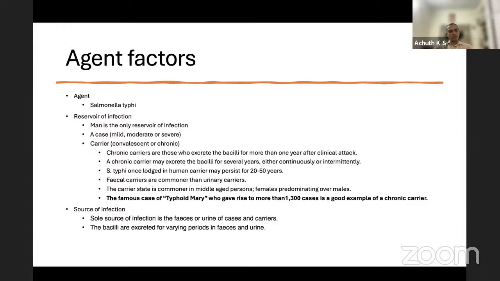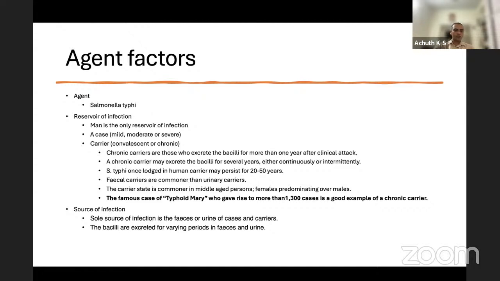And the carrier is a convalescent or a chronic carrier. Chronic carriers are those who excrete the bacilli for more than a year after the clinical attack. A chronic carrier may excrete the bacilli for several years, either continuously or intermittently. Salmonella typhi, once lodged in the human body, can persist for almost 20 to 50 years. Fecal carriers are commoner than urinary carriers. The famous case which you have to mention during your exam is Typhoid Mary, who gave rise to almost 1300 cases, and she was a chronic carrier. She used to work in one of the restaurants.